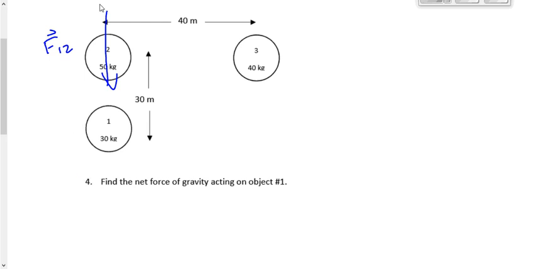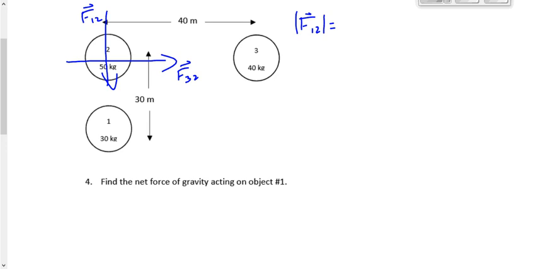Now, what about 3 and 2? They attract each other as well. Therefore, 2 is pulled towards number 3. 3 is pulled towards number 2, but that's for another question, not this one. Let's find the value of F12 and F32. F12 is G M1 M2 over R squared. Here, let's label this better. This is F12 right here. And this one is F32 right here.